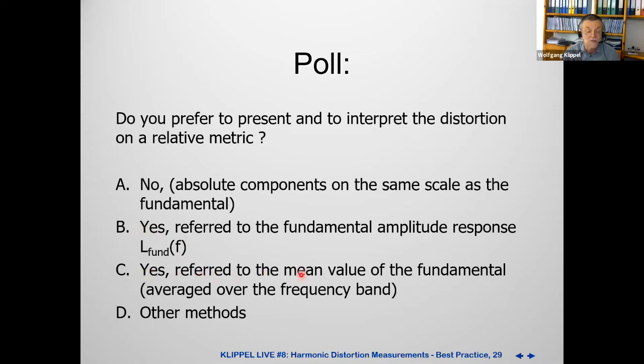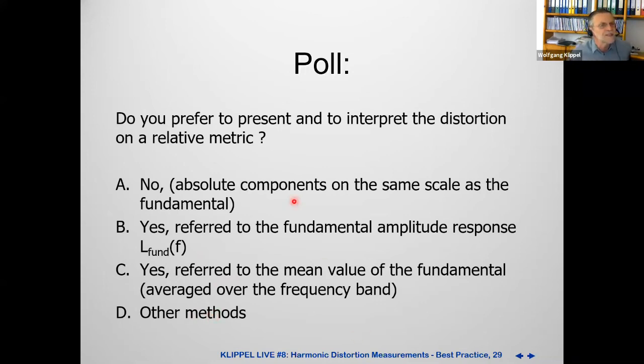Here we are referring this only to one value. That's the mean value of the fundamental response. So that means here we have almost the same shape as in case A, from the absolute components. The only thing is it is referenced to the mean value. You get it also in percent. This is a very interesting alternative which combines the benefits from A and B. You get it in percent, but you avoid here the noise problems and some other problems. Let's see.